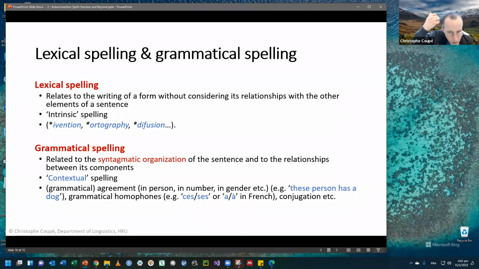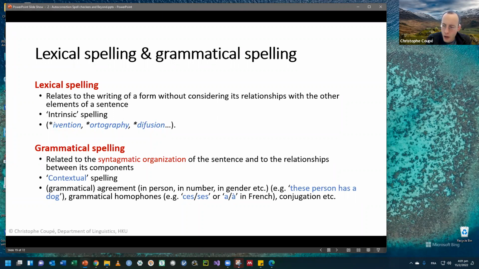If you have something like "this person have a dog", there is an issue, right? There is a problem in number agreement. This is plural, person and has are singular. Something doesn't work here, right? It's not that this doesn't exist. It's not that have or person are not acceptable words. But when they are put together in a sentence, we can all see very clearly that there is a problem. So that's where grammatical spelling comes into play.